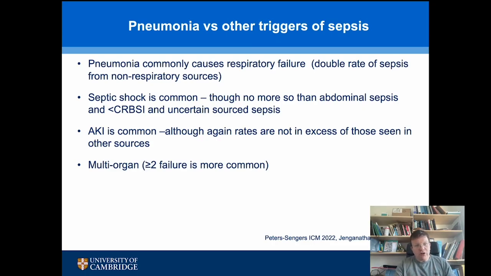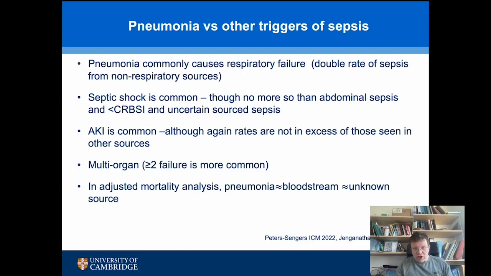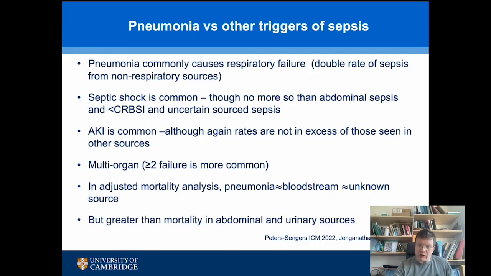Because of the predominance of respiratory failure with other organ failures, multi-organ failure, so failure of 2 or more organs, is more common in pneumonia than in other sources of sepsis. And if one adjusts for the various confounders that are around in mortality analysis, we find that the mortality associated with pneumonia is similar to that seen in bloodstream infections and sepsis of uncertain origin, but greater than the mortality seen in abdominal or urinary sources. So a significant problem, and one that needs to be taken seriously.